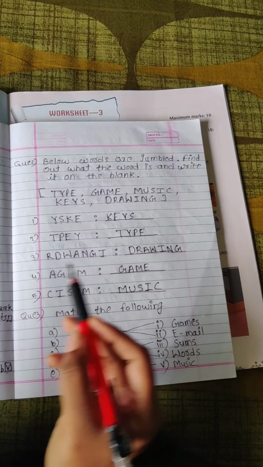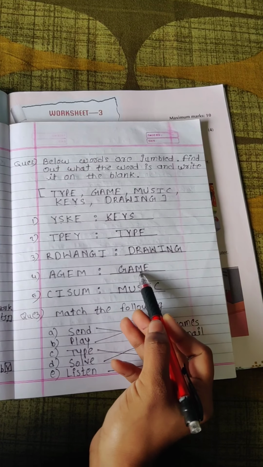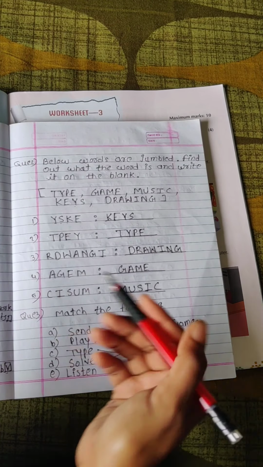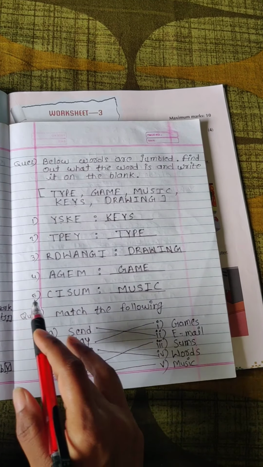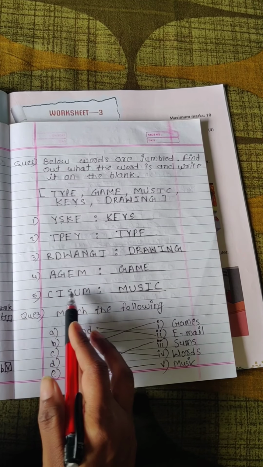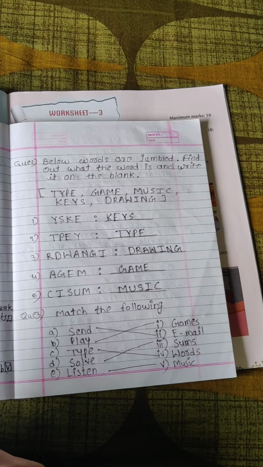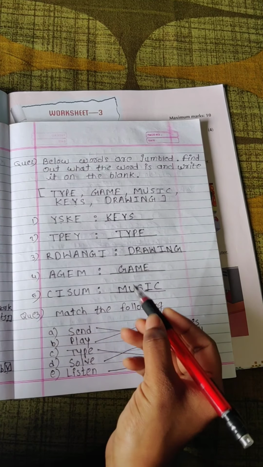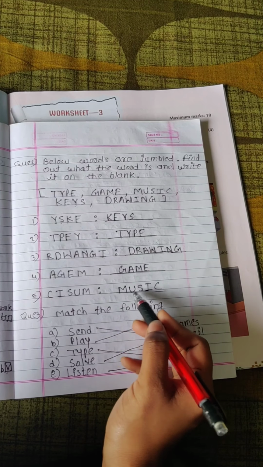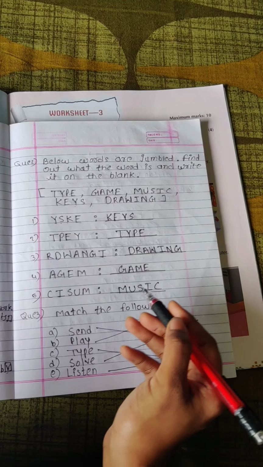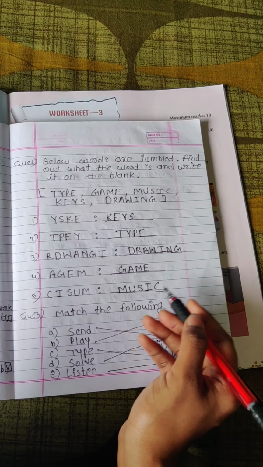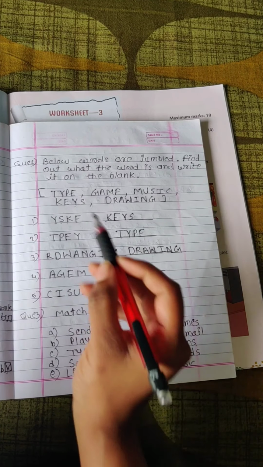Then fourth is AGEM. The correct word is GAME, game. Then fifth is CISUM. The correct word is music. Music spelling is MUSIC. Music.